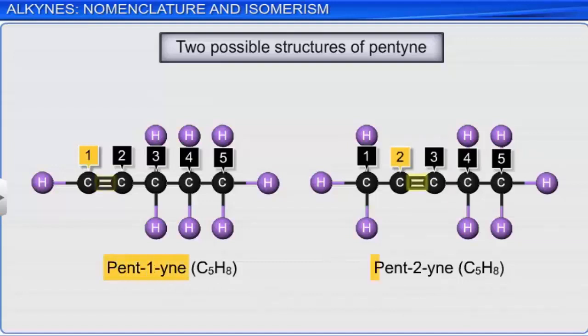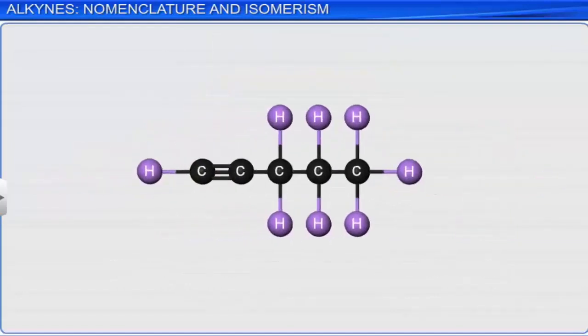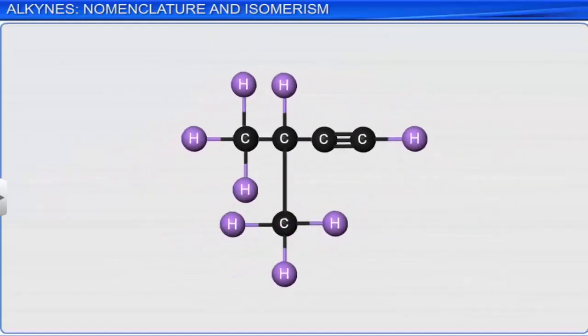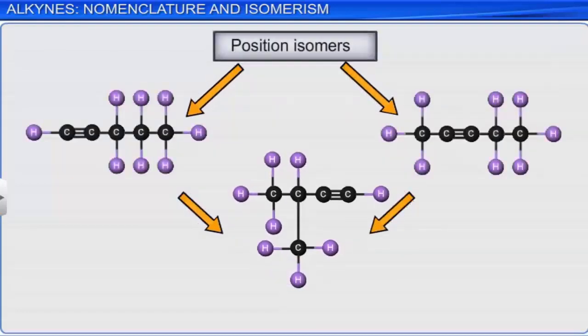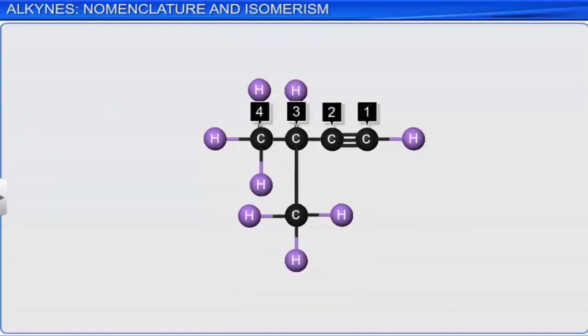When two compounds differ in their structures due to the position of their triple bond, they are known as position isomers. Let's see if we can arrange the atoms in a different way to get another structure. You can see that we got a chain structure of the same compound. Such a structure is known as a chain isomer. In this structure, the position of the triple bond is 1. Therefore, the name of the isomer will be 3-methyl-but-1-yne.